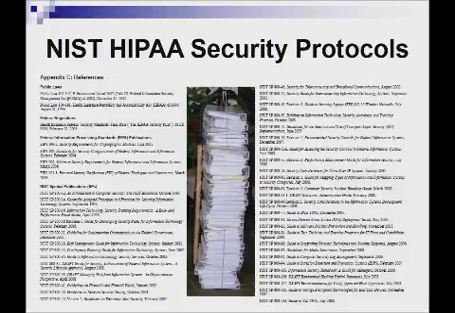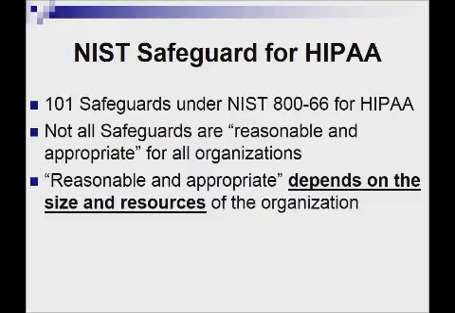ACR and Compliance Helper have extensively interpreted and simplified these procedures to make them practically accessible to small organizations. There are 101 possible safeguards for HIPAA-regulated organizations under NIST 800-66. Not all of these are reasonable for all organizations. The current version of the HIPAA security rule, page 5589, explicitly states that appropriate depends on the size and resources of the organization.